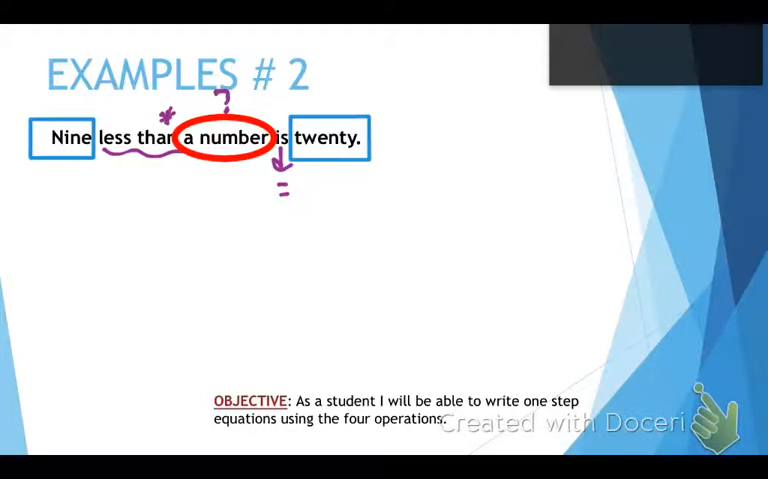So remember, we're going to flip them. So this one has to come here and it goes backwards, right? So n minus 9 equals 20. So if I write that correctly, n minus 9 equals 20.